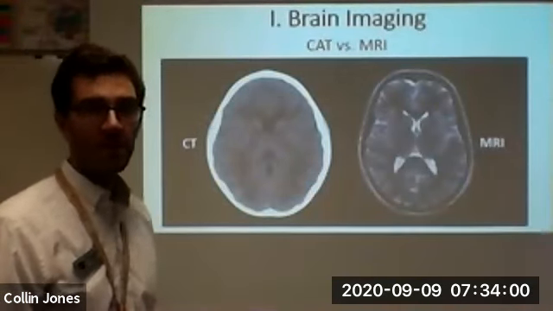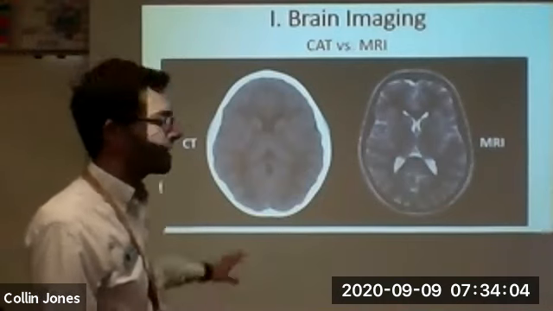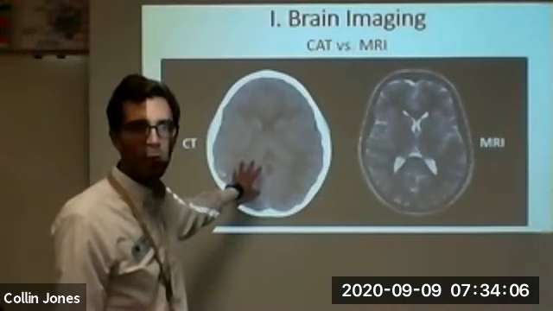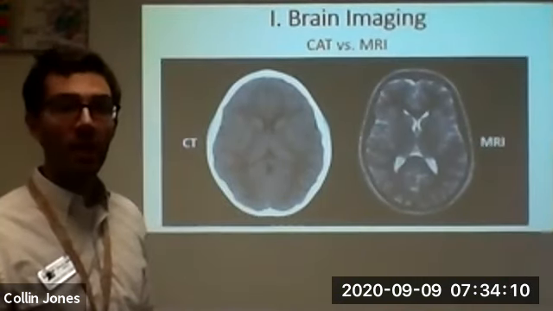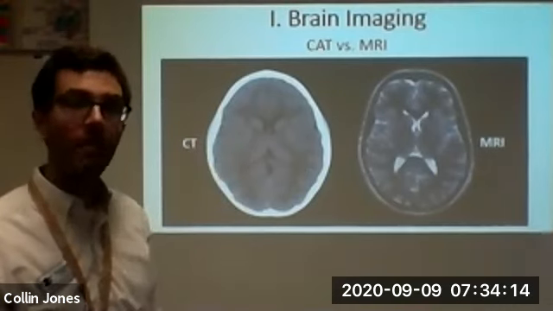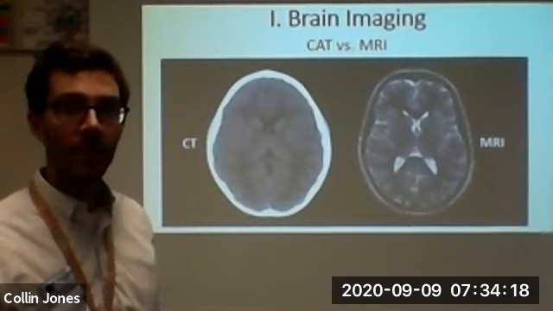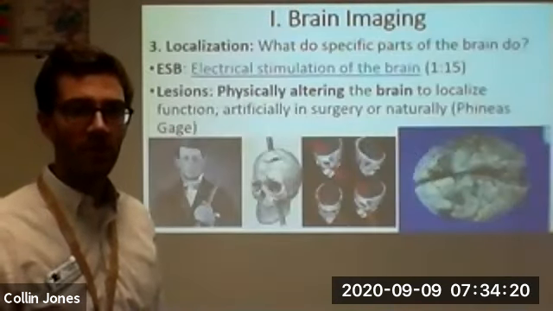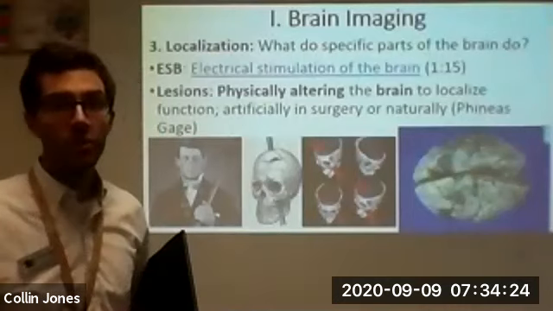More expensive, takes longer, requires fancier equipment. Or the CAT scan, not as detailed and a little more dangerous. We don't want to always use X-rays on our brain, but it can be a quick way to get a picture to see if something is obviously wrong with the structure of the brain, like a tumor, for example, or some brain tissue damage. Okay. Third question we might want to ask is, what do specific parts of the brain do?